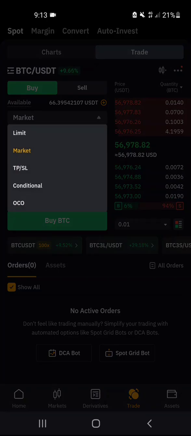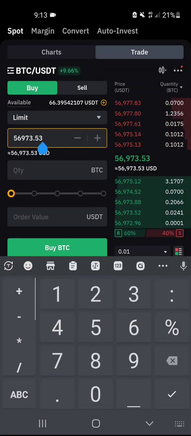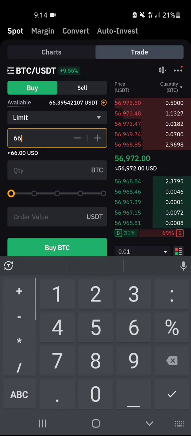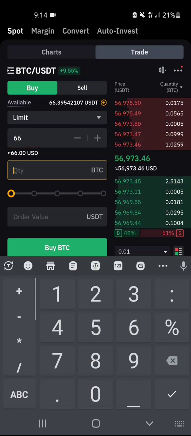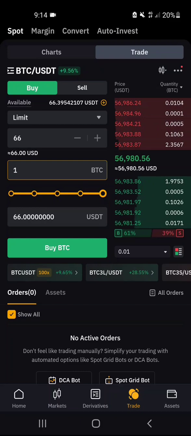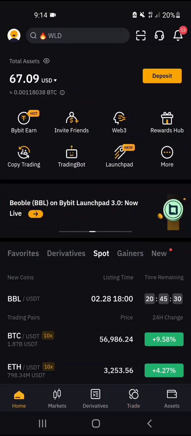And you can set a limit, like, okay, I am buying with this 66 USD, and it could be for one Bitcoin. It's never possible, I'm just showing you. So when Bitcoin decreases to $66, at that time you will get one Bitcoin. I'm just showing you, it's never possible, maybe could be. And another way is convert.